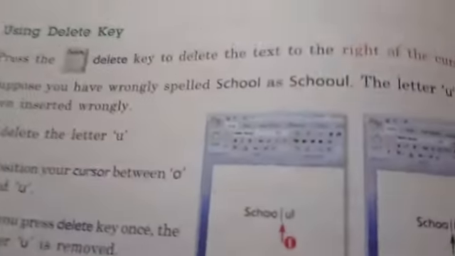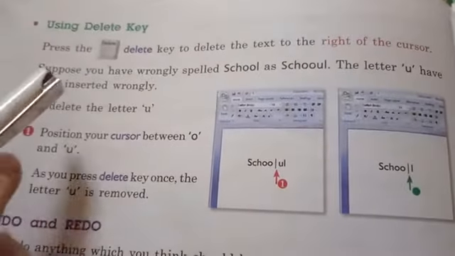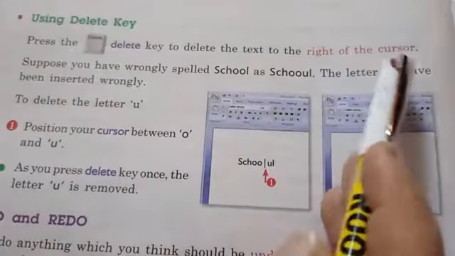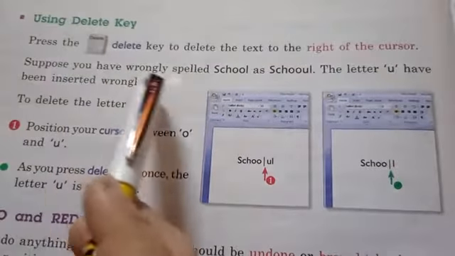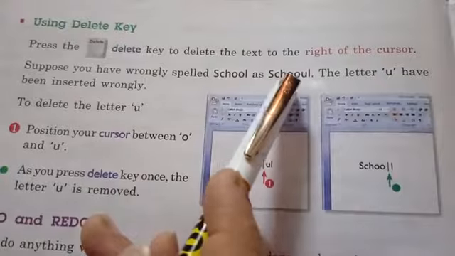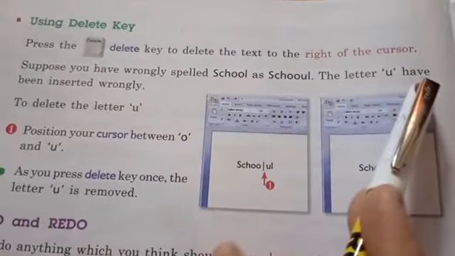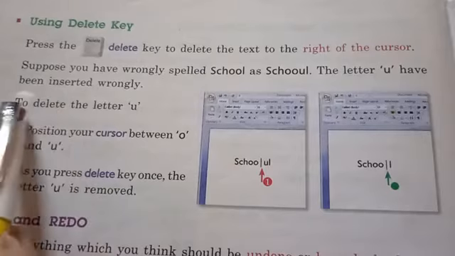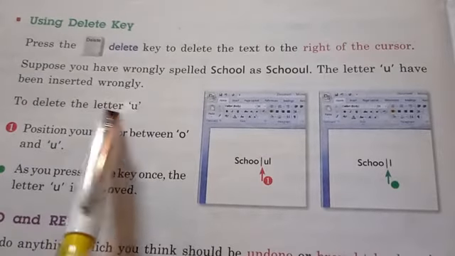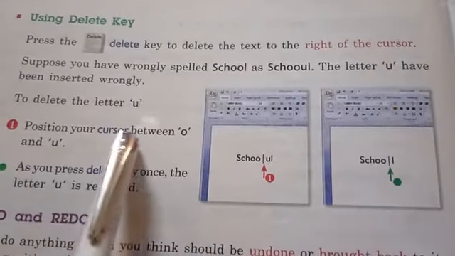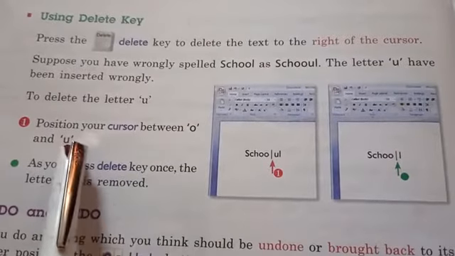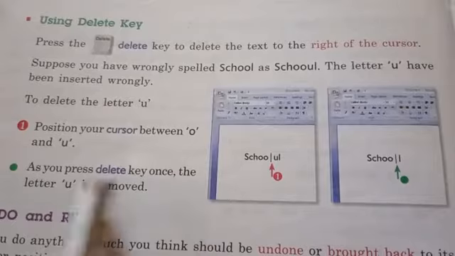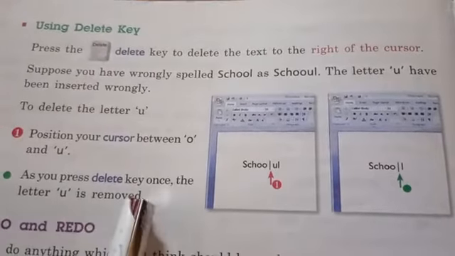Next topic is using the delete key. Press the delete key to delete the text to the right of the cursor. Suppose you have wrongly spelled school as "schuool." The letter U has been inserted wrongly. To delete the letter U, position your cursor between O and U. As you press the delete key once, the letter U is removed.